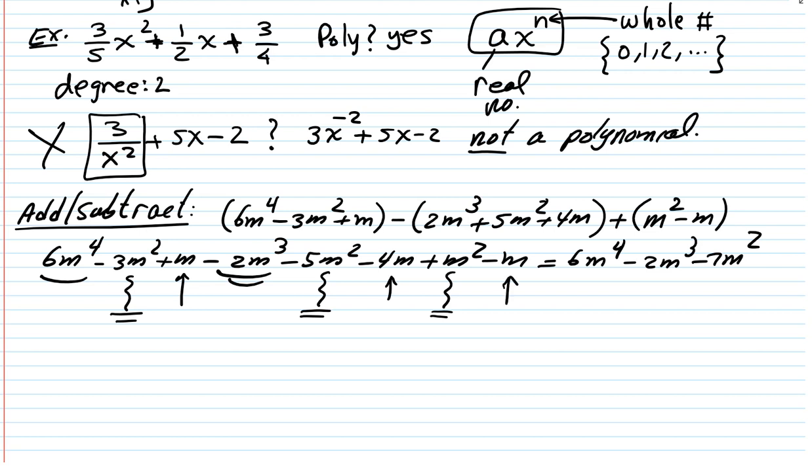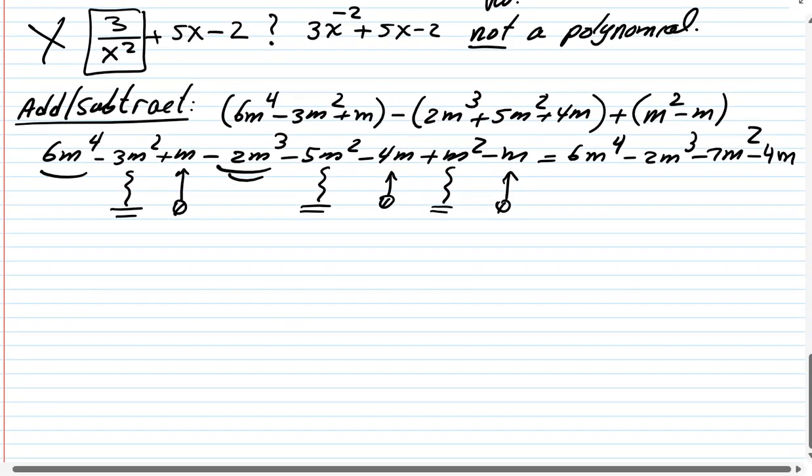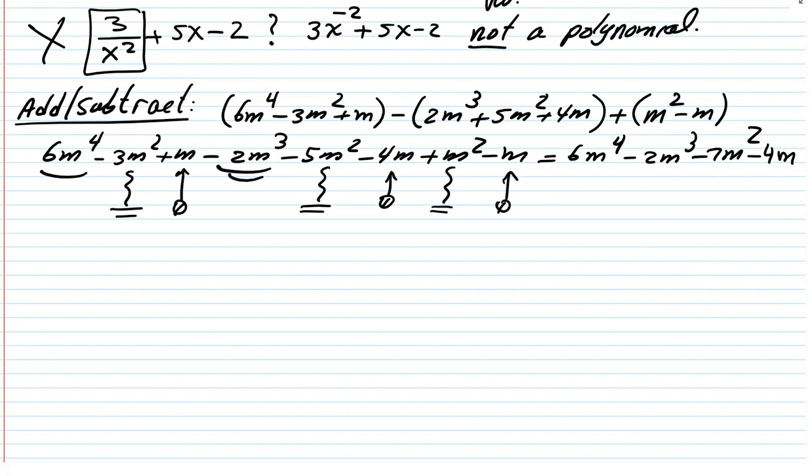Those are like terms, correct? These m's. So we've got an m here. Subtract 4 here, I get negative 3 and negative 1 more, that's negative 4m. And we were able to combine these terms. So that's how you simply add or subtract them. Pretty straightforward addition and subtraction.